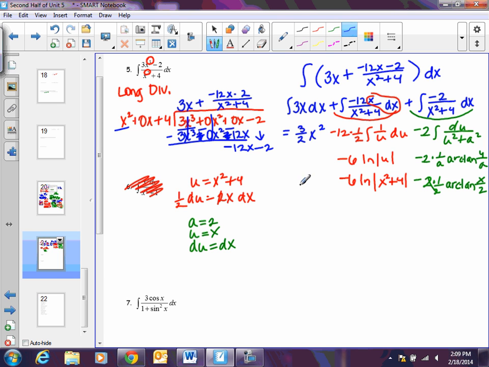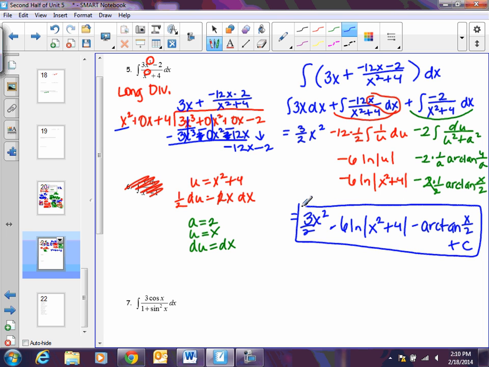So when I put it all together, bring it all down here: 3 halves x squared minus 6 natural log of x squared plus 4 minus arctan of x over 2 plus c. And we pat ourselves on the back.